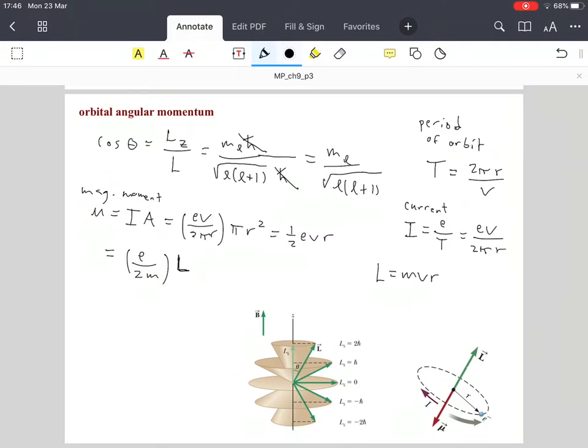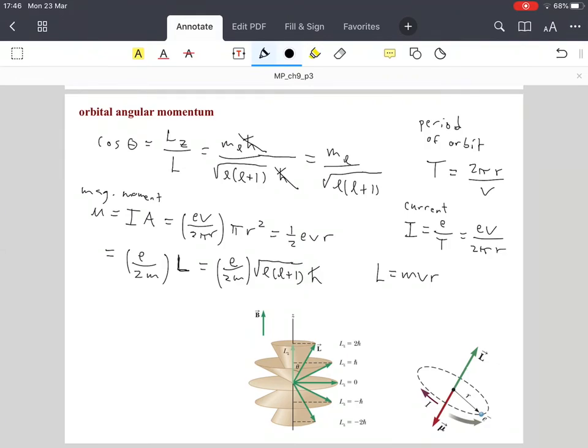So when we've got that, we can now insert the quantized values that we got as shown above when we were looking at the cosine of the angle. So if we do that, we get e divided by 2m multiplied by the square root of L times L plus 1 multiplied by h bar.